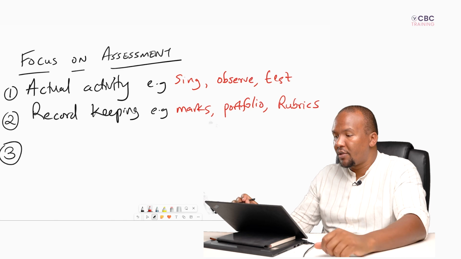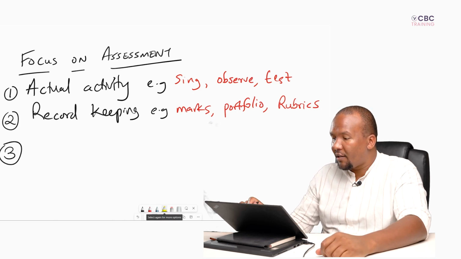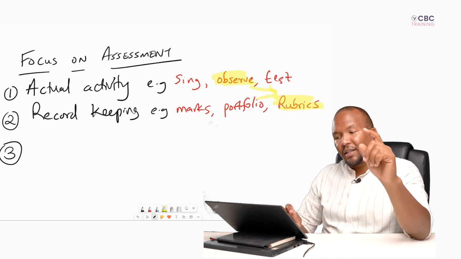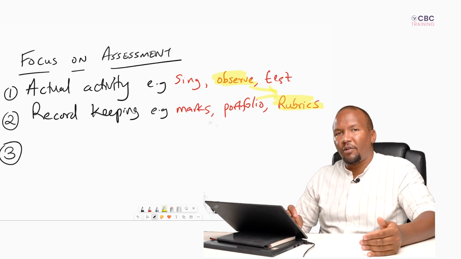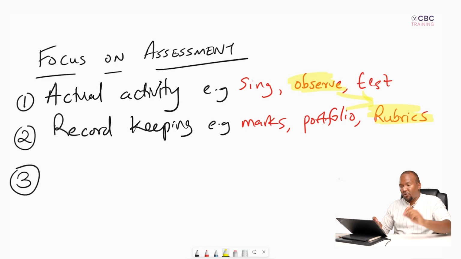Okay, I hope it's clear, because you can assess children, you can observe children, let me highlight them in yellow. You can observe children and then come and keep the record in a rubric, okay? You see, that's the actual assessment activity different from the act of keeping the record of assessment. Very important distinction to have.